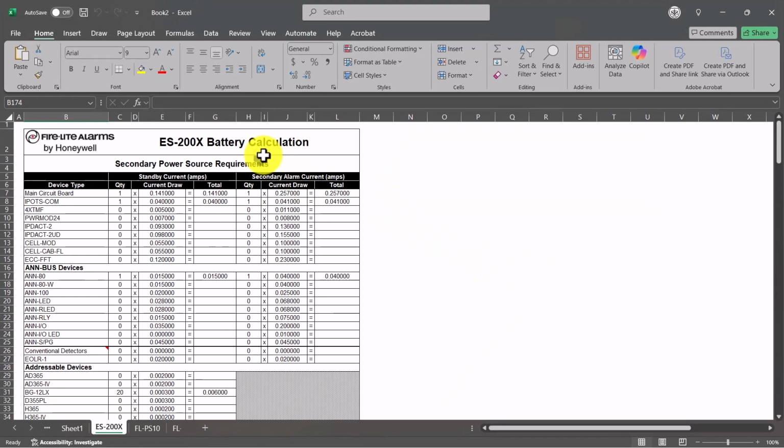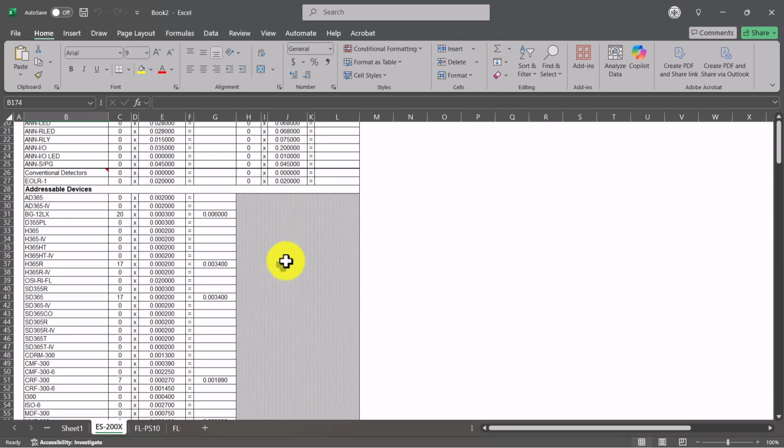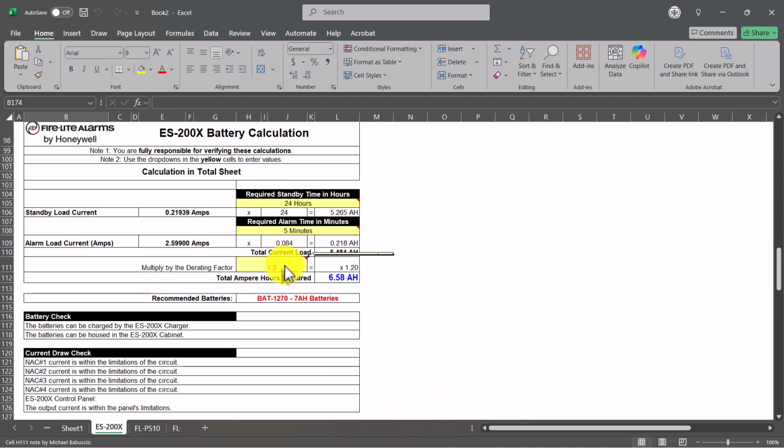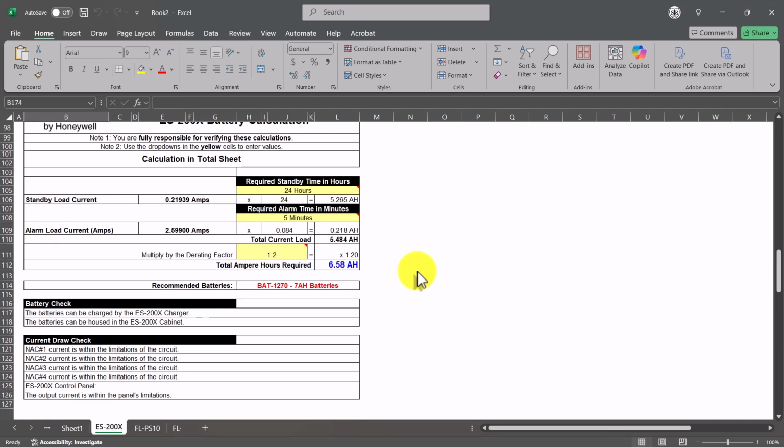Here would be the battery calculations, it would be the panel information. It will have the battery calculations here as well. You could put your derating factors, always 1.2, 24-hour standby time, 5 minutes, 15 minutes if it's a voice system. Depending on what the qualifications are for that particular design, you would make that adjustment here so it could give the engineer the right calculations.